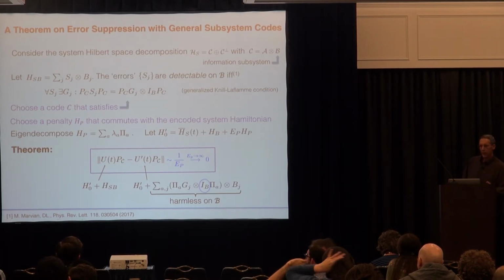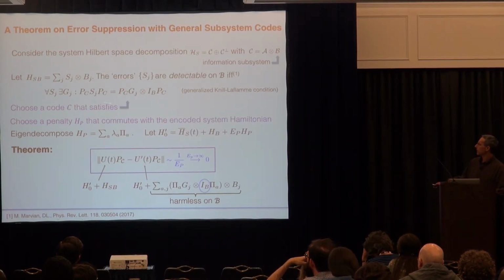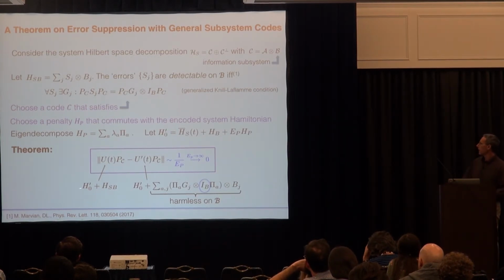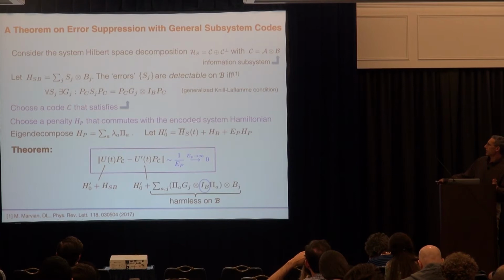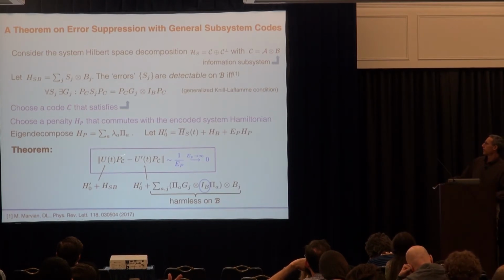So the theorem says that provided that you pick a code satisfying the error detection condition, a subsystem code now, and you choose the penalty appropriately so that it commutes with the encoded system Hamiltonian, then you can guarantee that in the limit of a large penalty, the actual evolution is just like the ideal evolution where everything is decoupled, provided you project onto the code subspace.